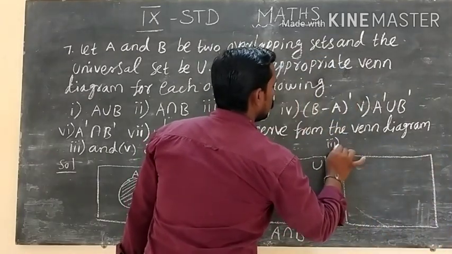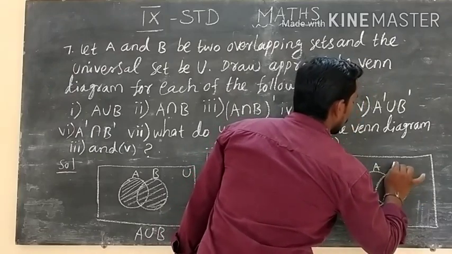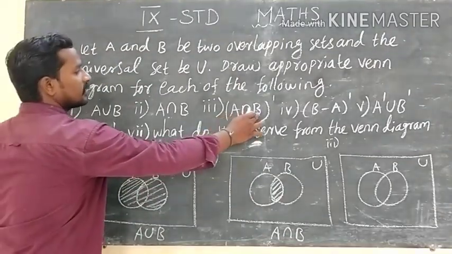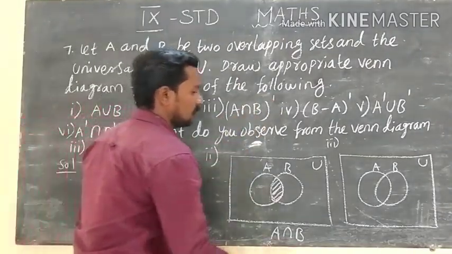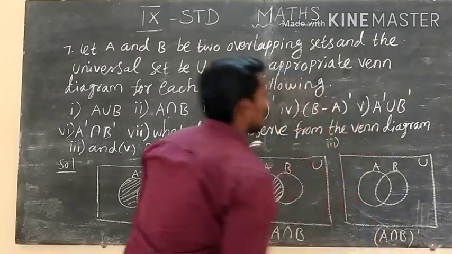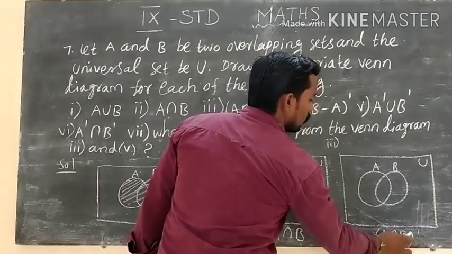This is for the third one. The two sets are overlapping, A and B. This is the universal set. The question is A intersection B, the whole complement. So A intersection B, the whole complement.